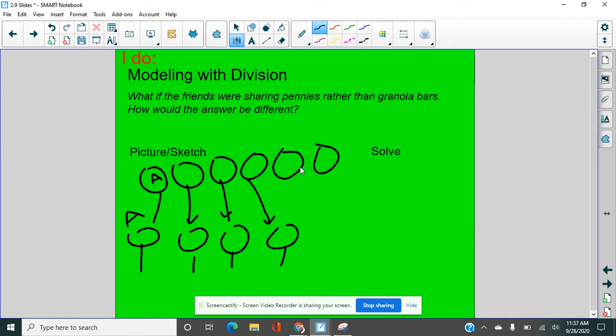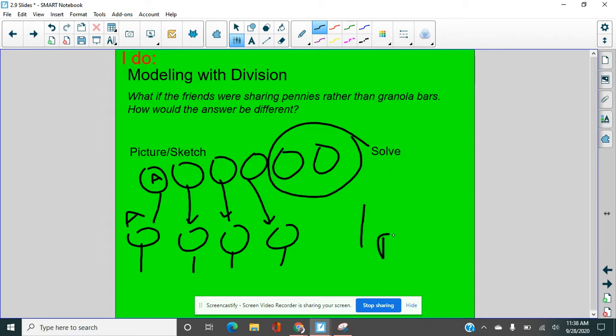Are you breaking pennies in half? No, right? You can't have pennies and then break those in half. So you would have to think about what you would do with that. So really what we're doing here is we're dividing 6 divided by 4 into 4 different groups, but we have 2 extras here. So we would think, well, each kid can only get 1 penny.